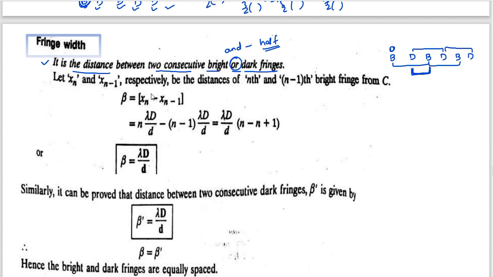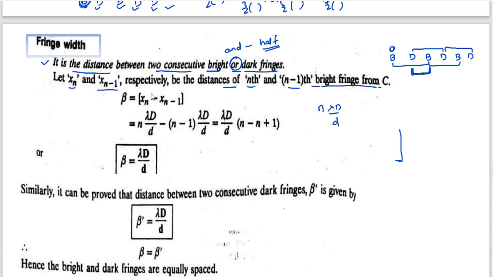Okay, now let xn and xn minus 1 be the distances of the nth and n minus 1th bright fringes from C. Suppose, what is the nth and n minus 1th bright fringe? This is from the situation at distance n. What will be the bright fringe condition? That is n lambda into capital D by small d.